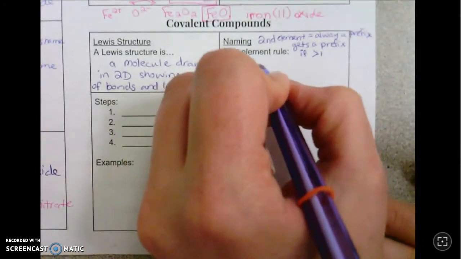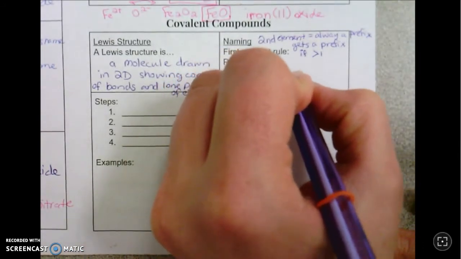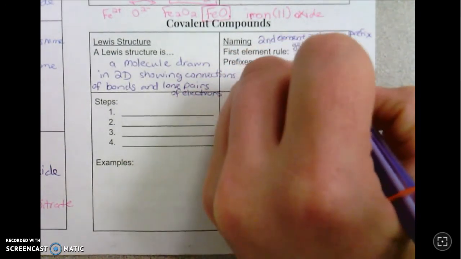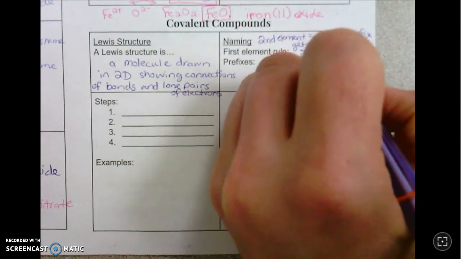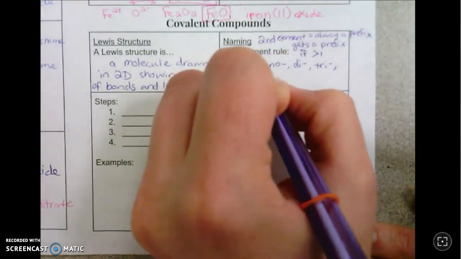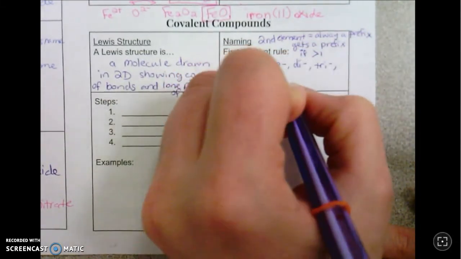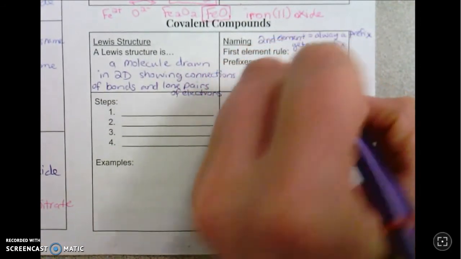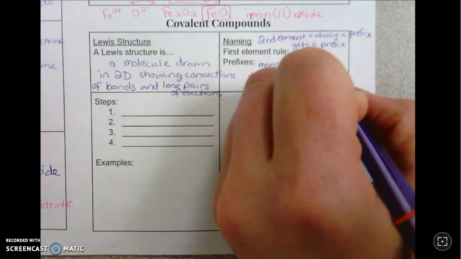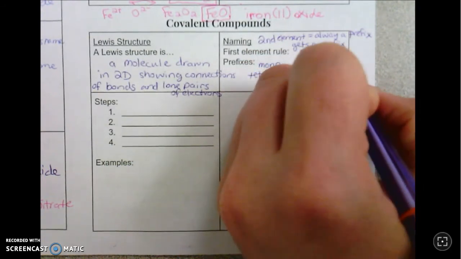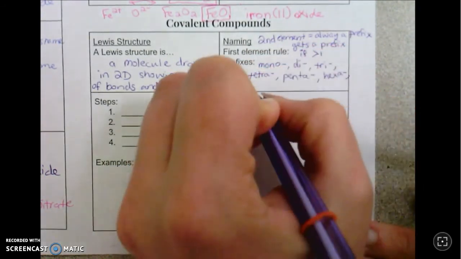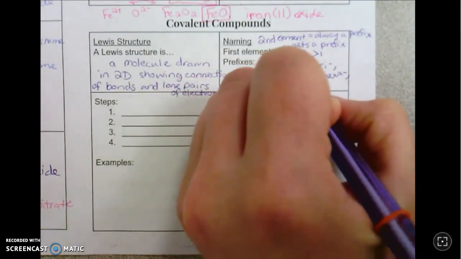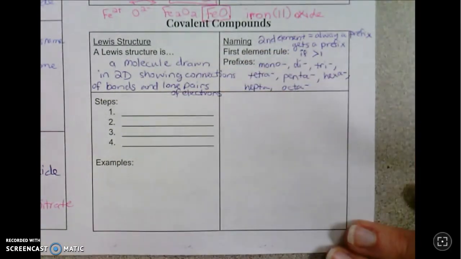Alright, and our prefixes are mono, mono means 1, di, di means 2, tri, you could probably assume tri means 3, tetra means 4, penta, like a pentagon, means 5, hexa means 6, hepta means 7, octa means 8, and so on. We could keep going with this.